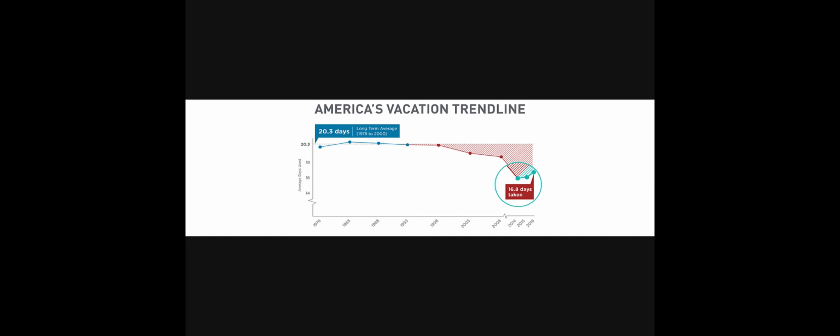And in this specific graph, you can see the little blue. I think the way this was originally being used was supposed to be a positive, right? That people are starting to take more vacation. But when you put the graphs together, more productivity, less vacation, okay?